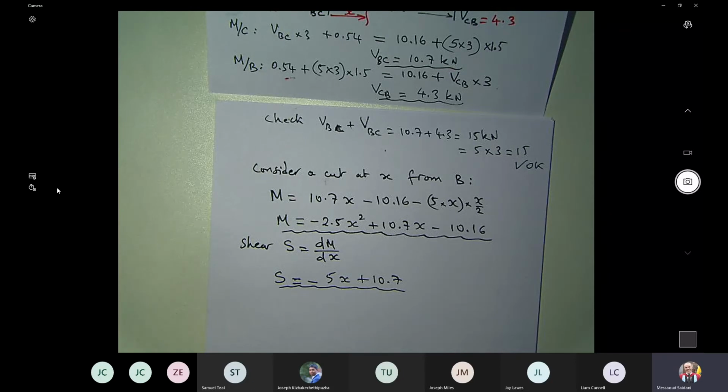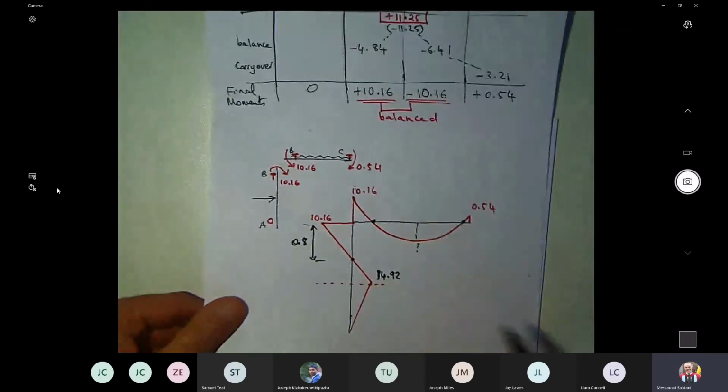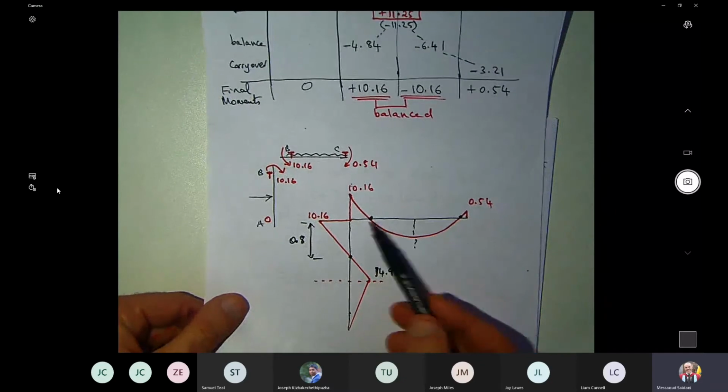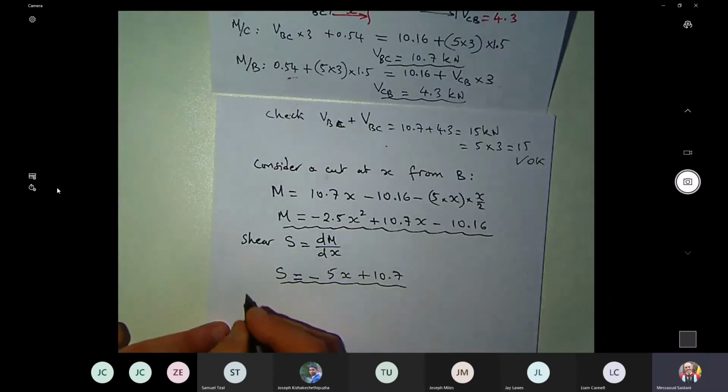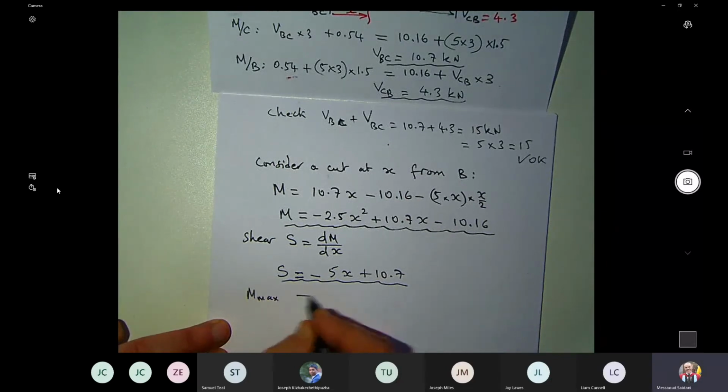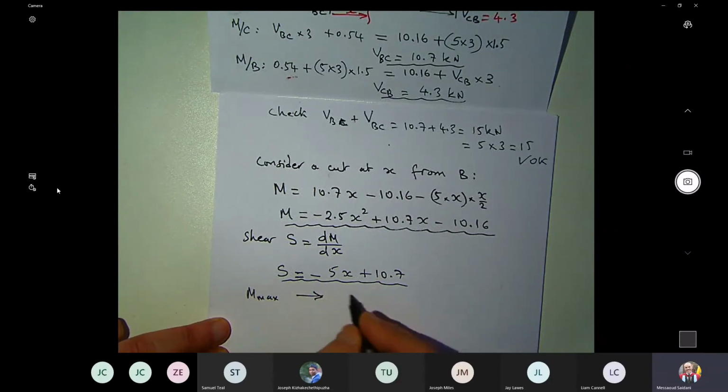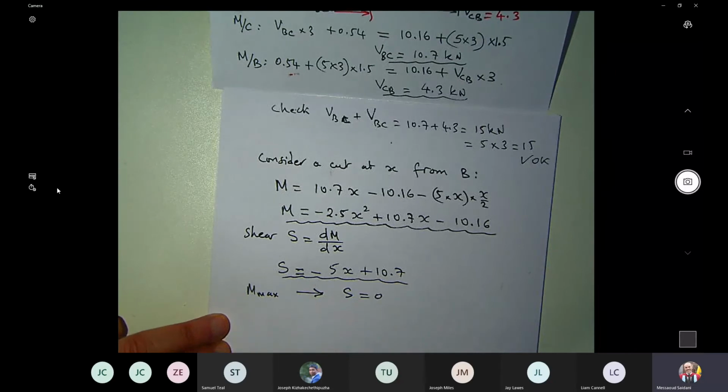So which one shall we do first, maximum or point of contraflexion? It doesn't matter. Let's do the maximum value first. Let's do this one here. So M max corresponds to what? Shear 0. Yes, the shear is 0.